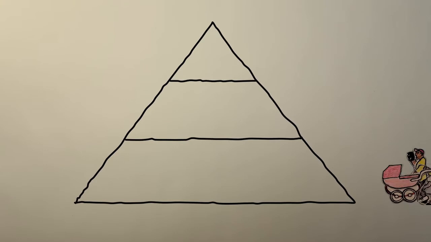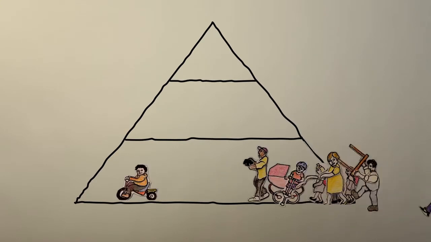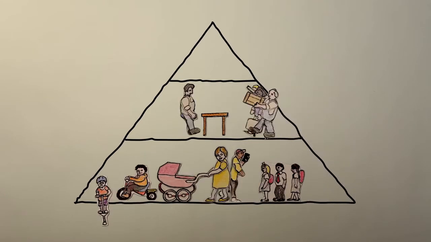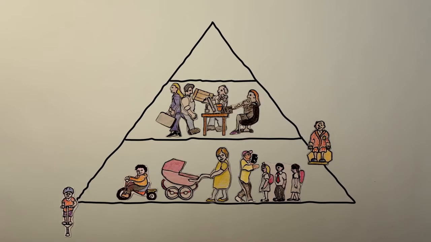At the bottom of the pyramid, there are the youngest people, up to the age of 20 or so. Then above them are the working population, who are producing, consuming, and saving. And then at the top are the older people, retirees for instance.